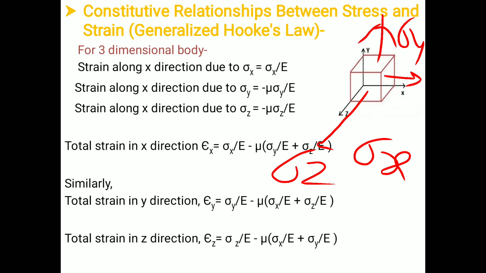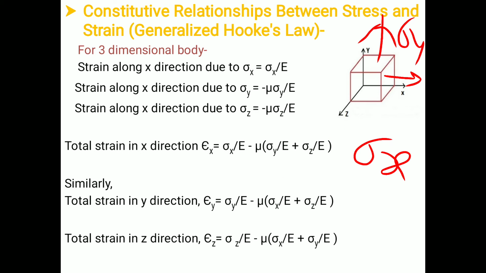Now in the same manner we have epsilon x, epsilon y and epsilon z, which are the normal strains. It is not normal stress, it is normal strain in x, y and z direction. Now we are going to express the stresses in terms of strain. To do so, we have to superimpose the effect of individual stresses.